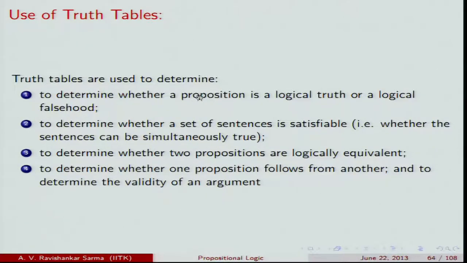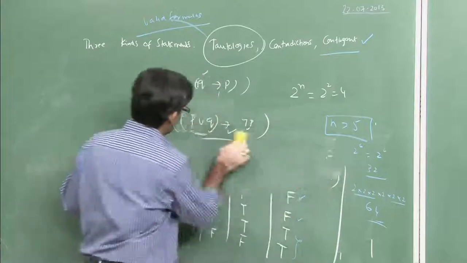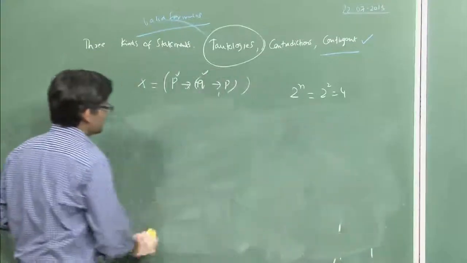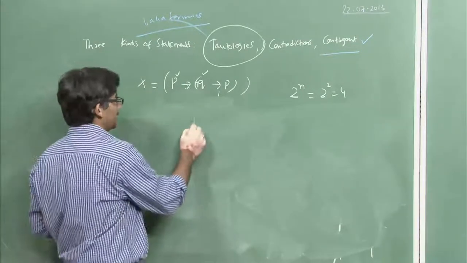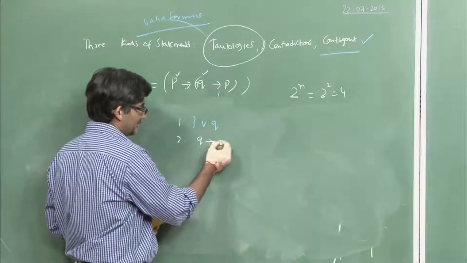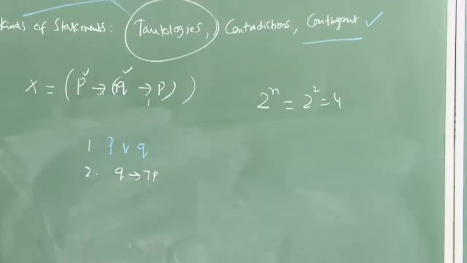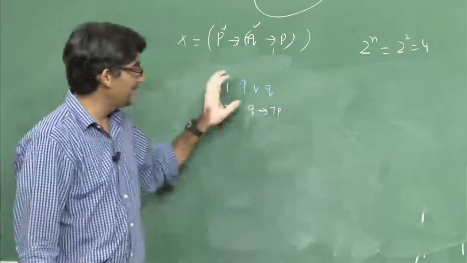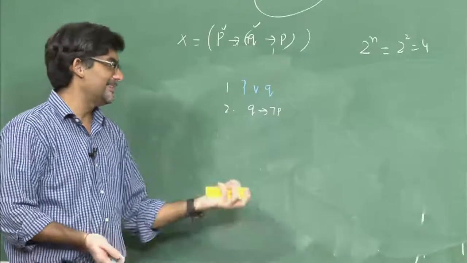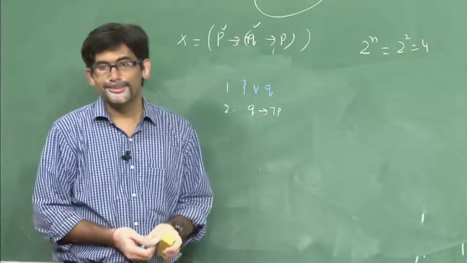Now the second thing which you can do is this. You can also determine whether a given set of sentences is satisfiable or not. Let us consider some simple example and see whether it is satisfiable or not. Suppose you have translated the English language sentences and came across this: P or Q, the first sentence, and Q implies not P. Satisfiability means that once you assign truth values to P and Q, ultimately these two should be simultaneously true. If they become false, then it is called unsatisfiability. How do we know? By using the truth table method.